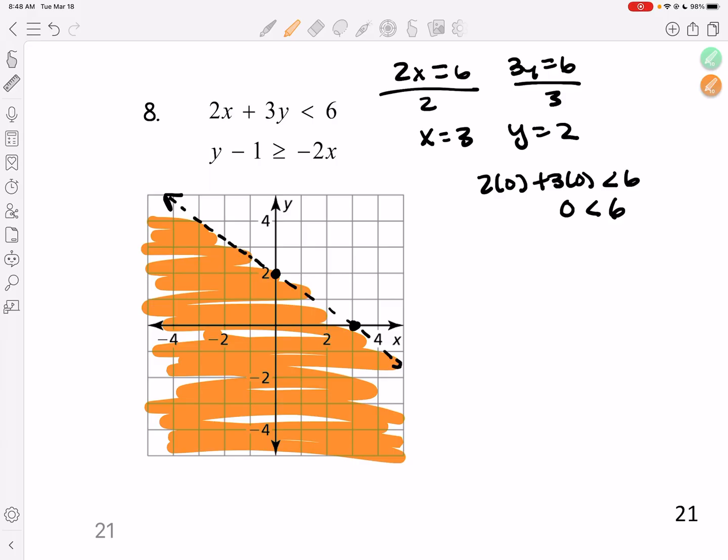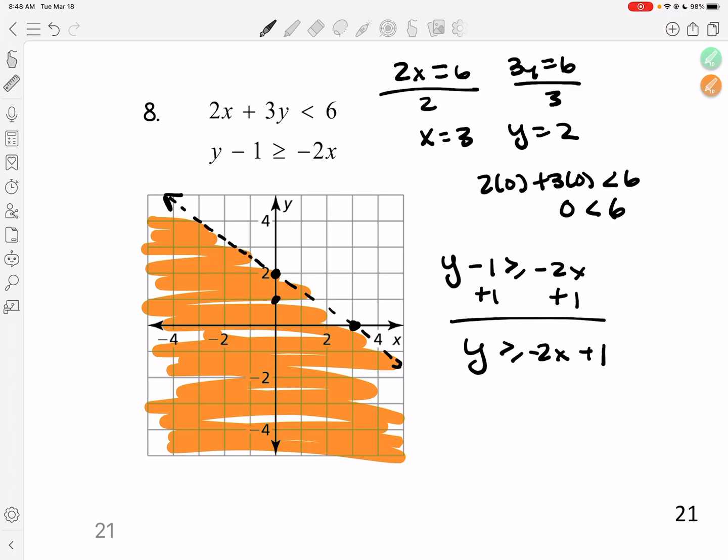And then for this last part, I don't know how to graph this, but I can solve it for y to be able to graph it. So I have y minus 1 is greater than or equal to negative 2x. I can add the 1 to both sides to get y is greater than or equal to negative 2x plus 1. So I start at 1, and then I go down 2 and to the right 1. Because it's got the equals, it's greater than or equal to. It means it's a solid line, so it looks something like that.